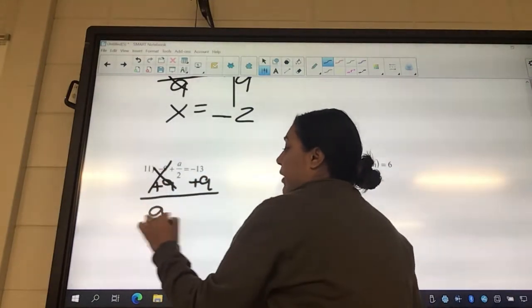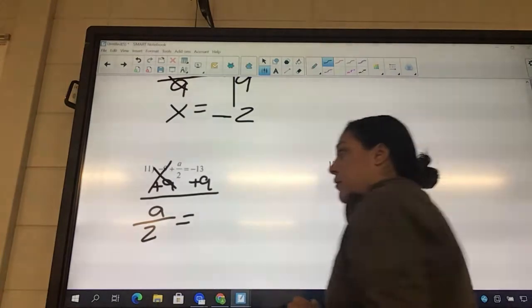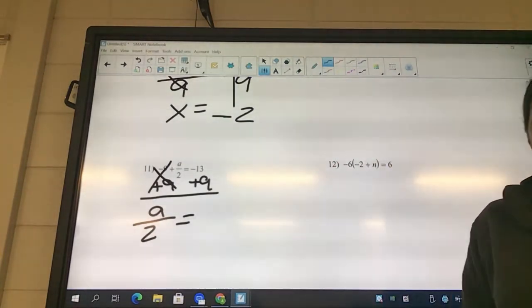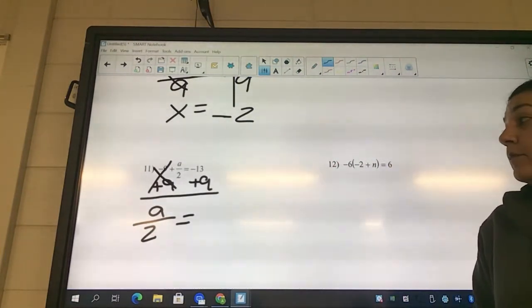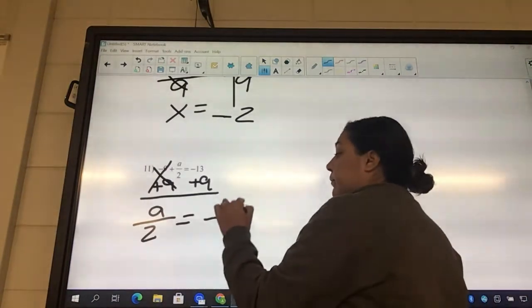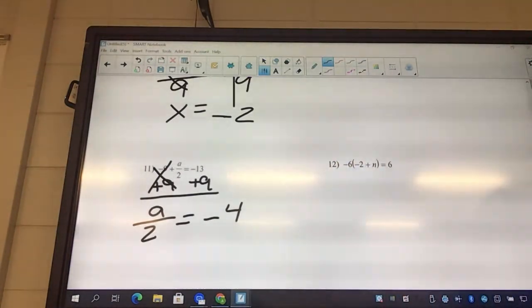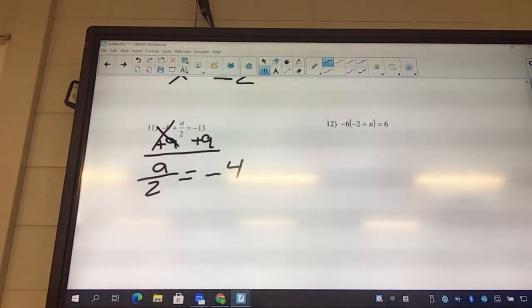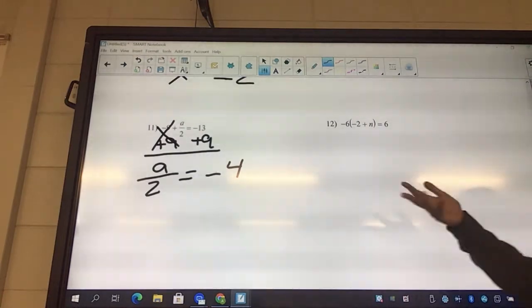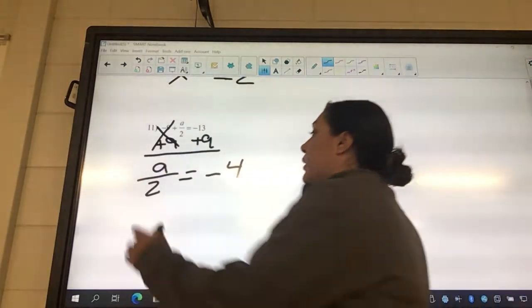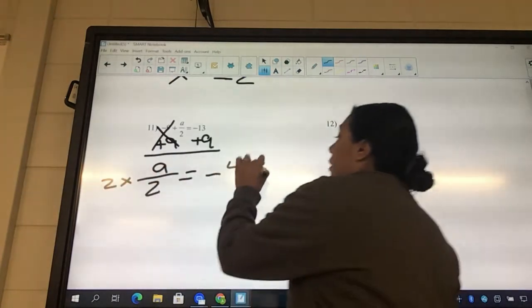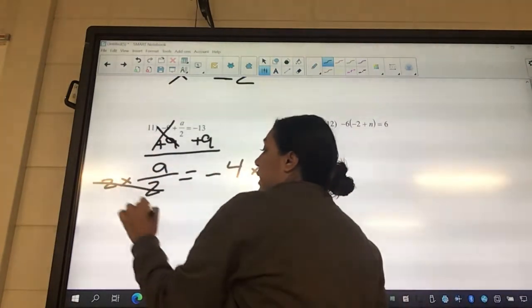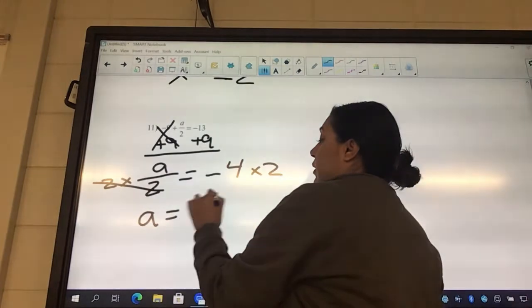Okay, so I got a over 2 equals negative 13 plus 9, negative 4. Okay, and so now we're ready to break up. So how do I break that up? Multiply by 2. We're going to multiply by 2, why? Yeah, so right now it's divide, okay, and so we're going to need to multiply by 2. So you got a equals negative 8.